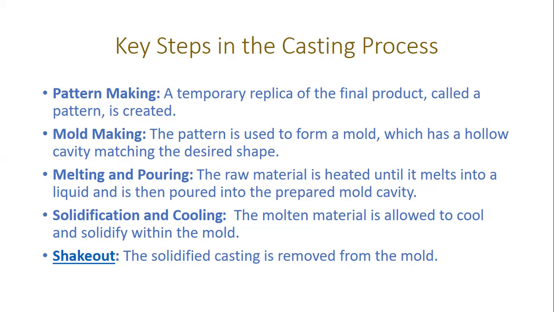Next one is melting and pouring. Here the raw material is heated to a very high temperature. Then the hot liquid molten metal is poured into the mold cavity. The next process is solidification and cooling. The molten material is allowed to cool and solidify within the mold cavity. Then the solidified casting is removed from the mold. This process is called shakeout.